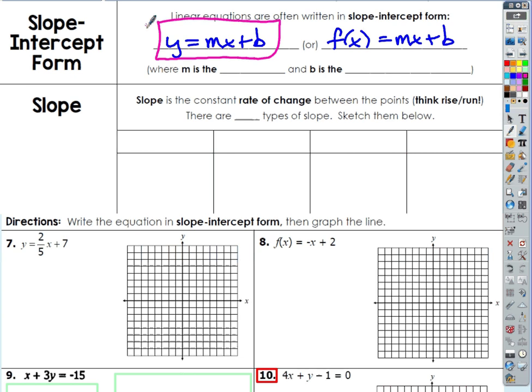So m is the slope, you told me, right? And b is the what? Okay, so slope is the rate of change, the constant rate of change between the points, and we all know that's just rise over run. And you guys are familiar with that, I'm sure. So what about the different types of slopes? Let's just focus on that. We could divide the slope up into 4 broad categories.